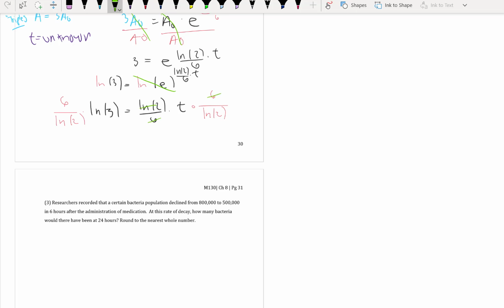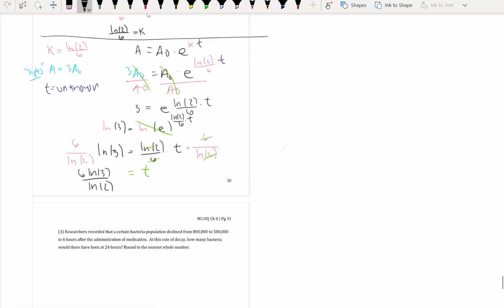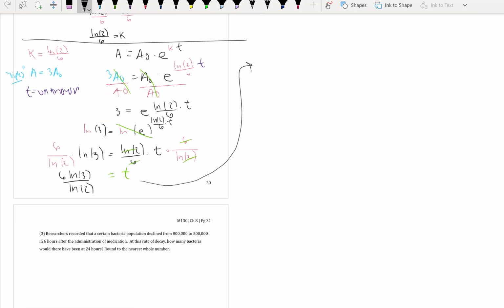So that here, I can have everything cancel. So I'm left with a t. So I have a 6 ln of 3 divided by my ln of 2. So I'm going to write that a little bit clearer over here. So 6 ln of 3 divided by ln of 2 is equal to t. Okay? And that happened because I multiplied by the reciprocal and got t isolated. There, that makes it a little bit easier to read.